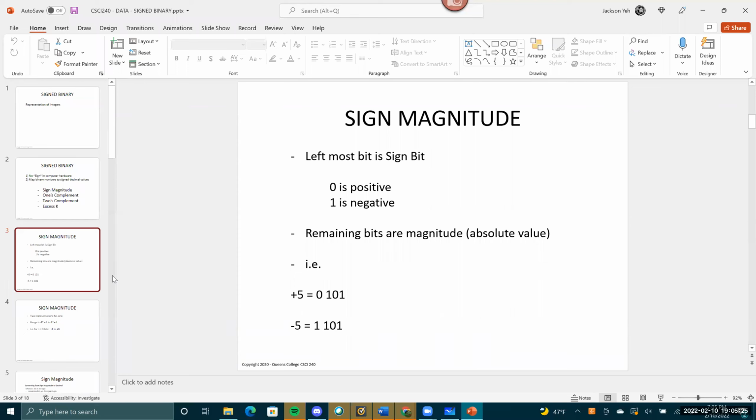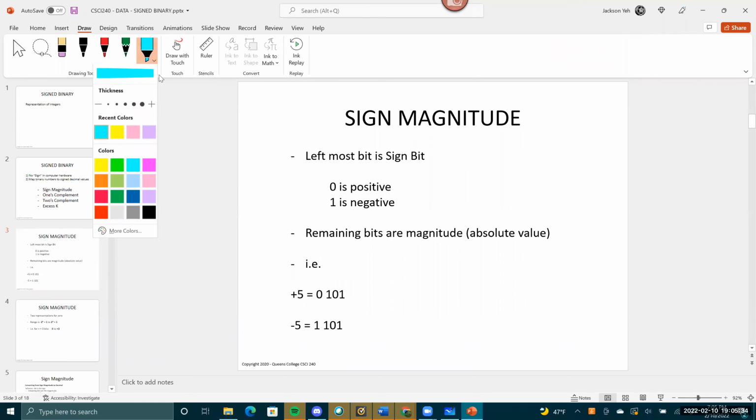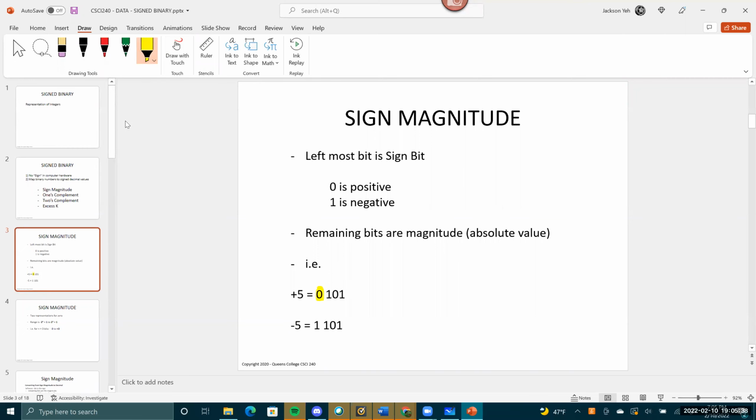If we look at positive 5, positive is represented with a 0. I'm going to highlight this so you can see. So we have positive, right? The leftmost bit, 0, set to positive, and then 101 for 5. To make it negative 5, you have 1 for negative and then 101 for 5. Okay, so positive 5 and negative 5, very straightforward.